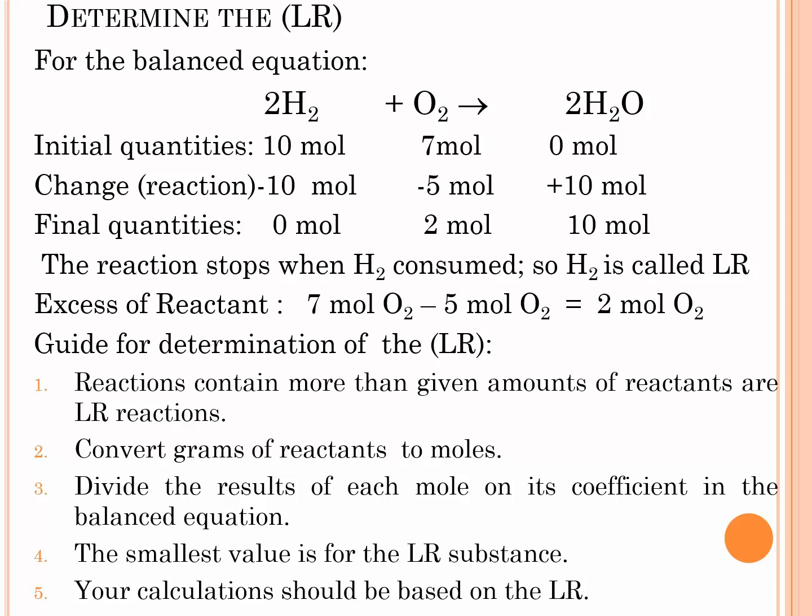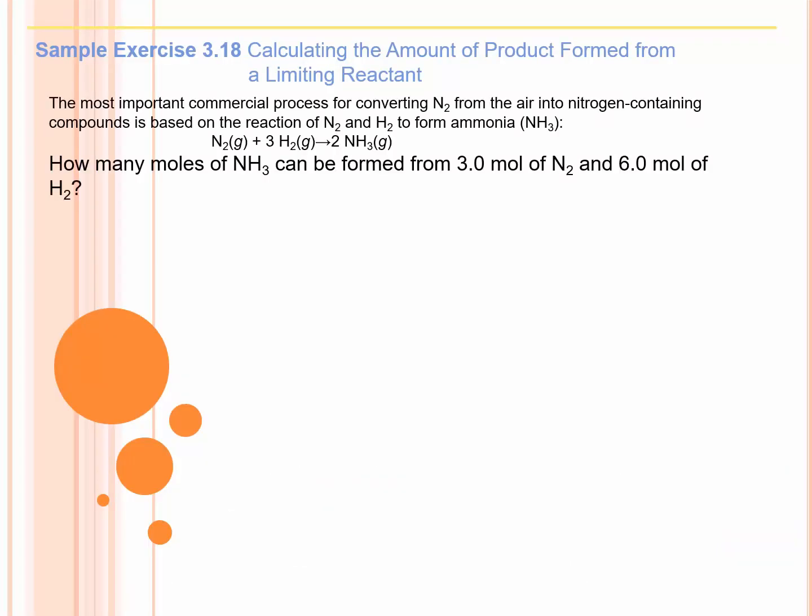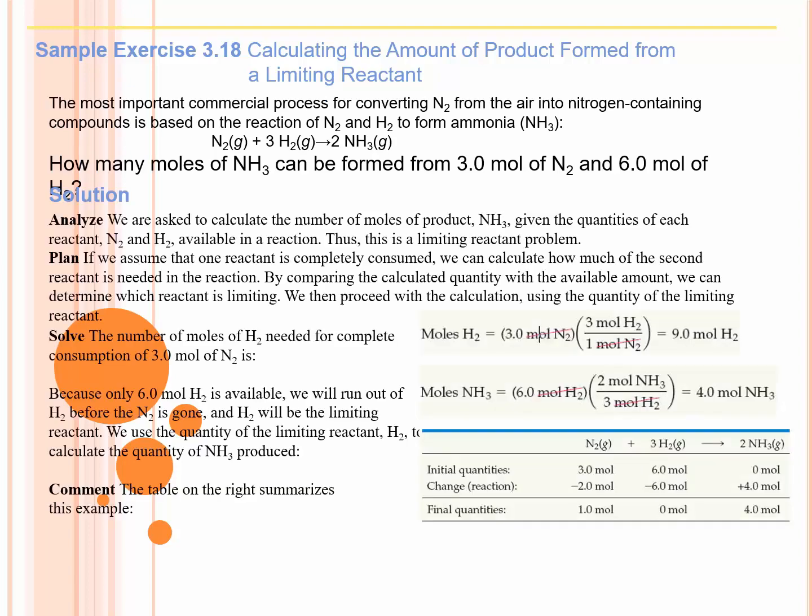Reactions contain more than given amounts of reactants and limiting reactions. Convert grams of reactants to moles. Divide the results of each mole on its coefficient in the balanced equation. The smallest value is for the limiting substance. Your calculations should be based on the limiting reactant. Why is it called limiting reactant? Because it limits the amount of products formed.